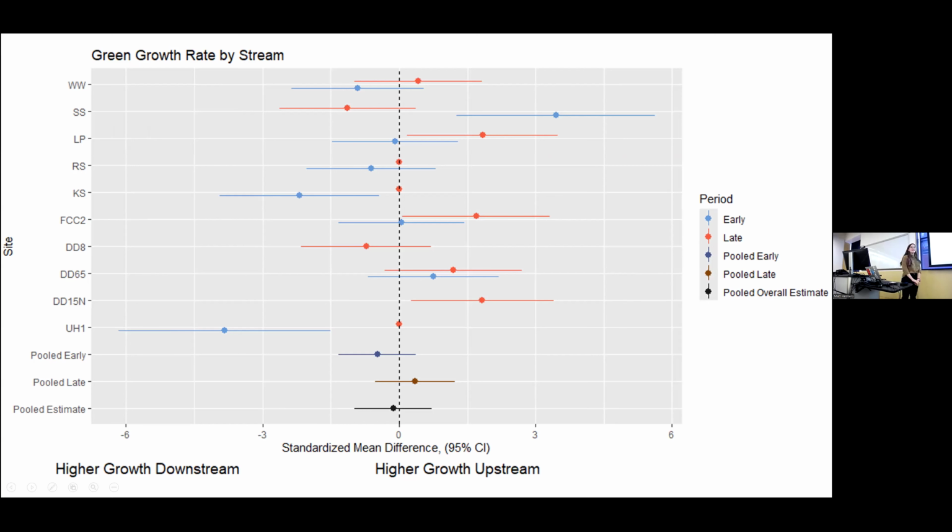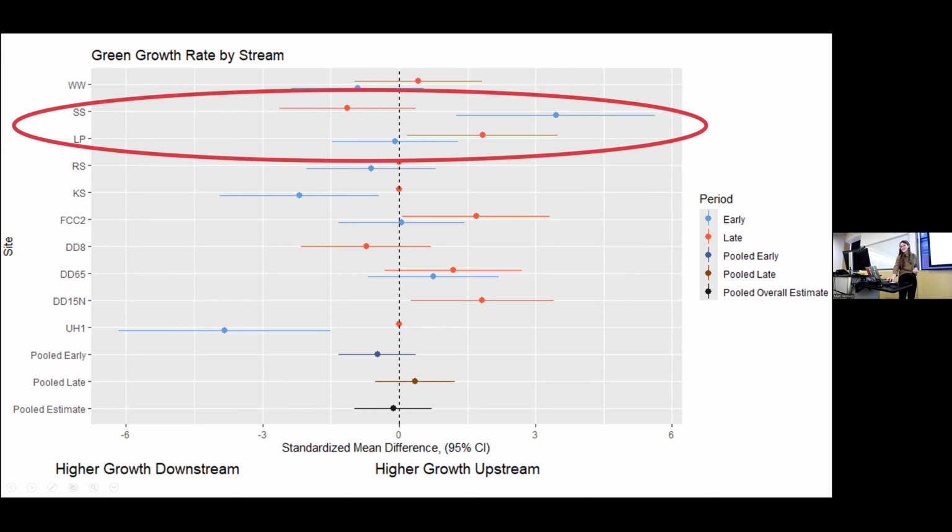Okay, and finally, let's look at our green algae. No trends in any of the pooled estimates, but I want to highlight that sometimes we can see opposite relationships depending on the wetland. So for SS, early in the summer, there was more green algae upstream, but this relationship disappeared later in the summer. Meanwhile, the flip side happened with LP, with no difference in growth early in the summer and then higher growth upstream later.